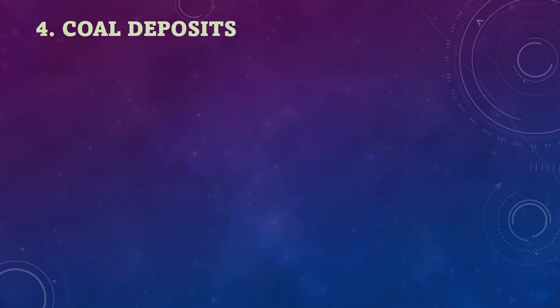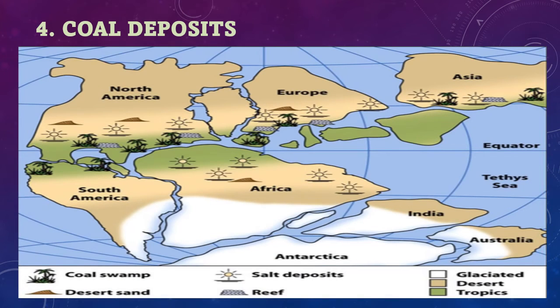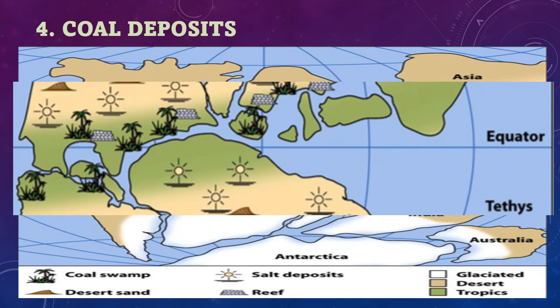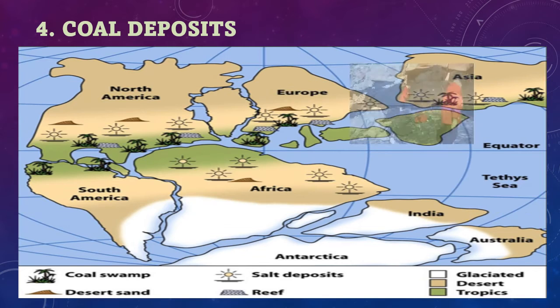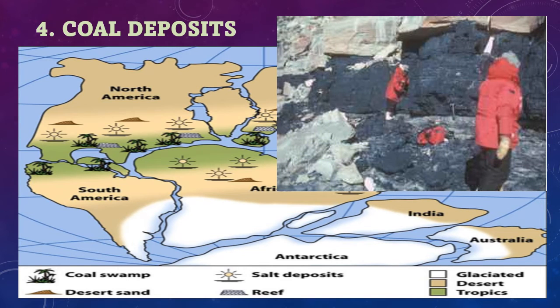The next evidence is found in coal deposits. In tropical regions, at the equator, where the climate is temperate and perfect for flourishing vegetation, coal deposits are mostly found. But Wegener also found traces of coal in Antarctica. This led to the theory that Antarctica was once positioned much closer to the equator.